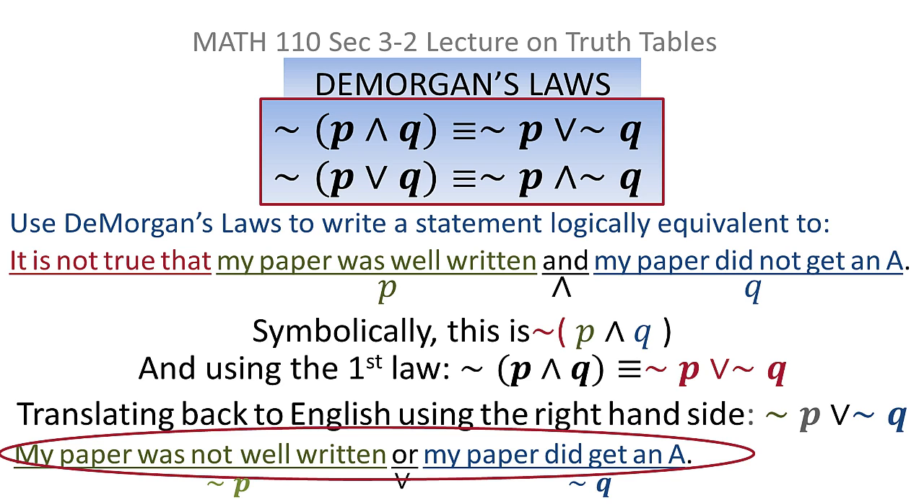Just have to practice these. The ideas are fairly simple. You have to know your truth tables. You have to know deMorgan's laws. But the ideas beyond that are fairly simple.